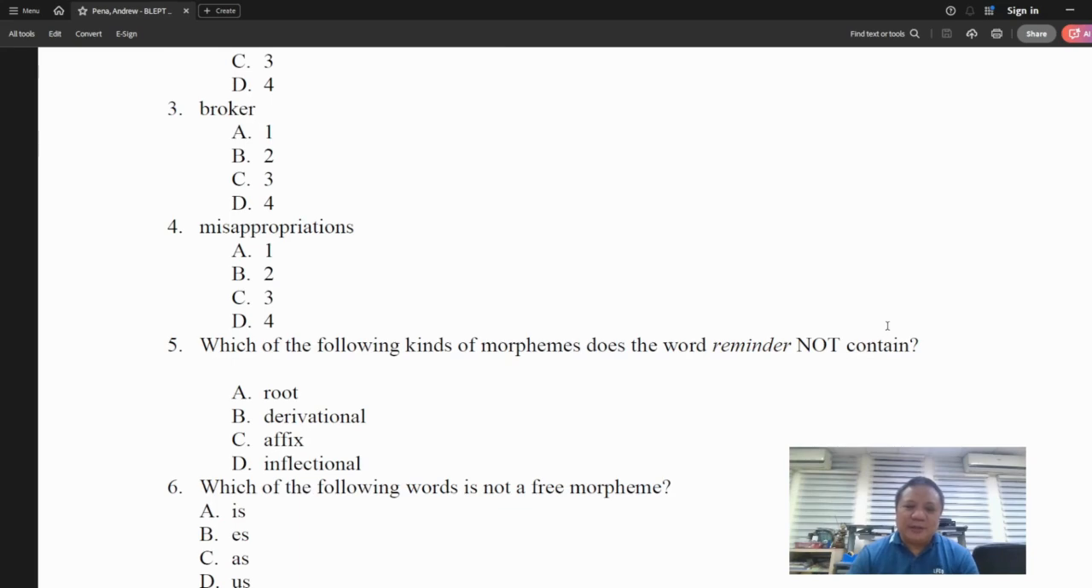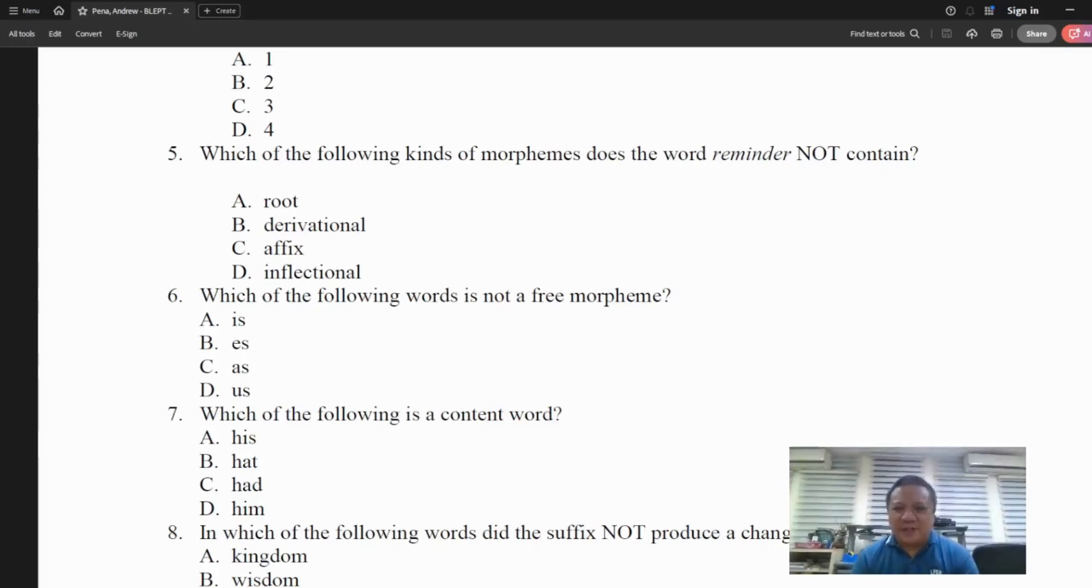Number 4, misappropriations, A1, B2, C3, D4. You have mis, appropriate, tion, and s. The answer is D, 4.